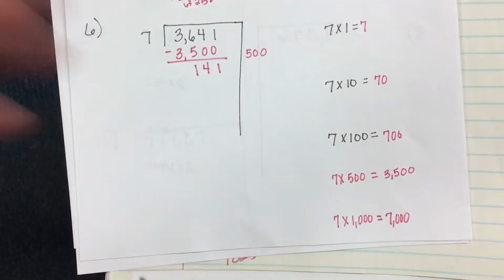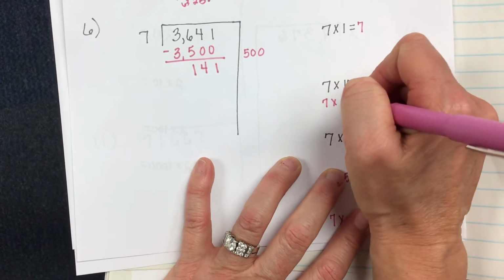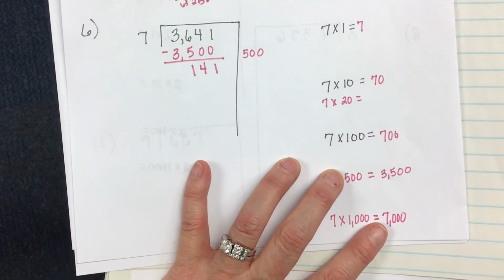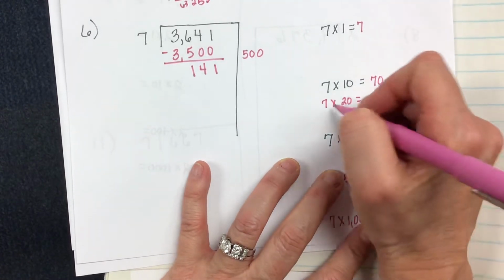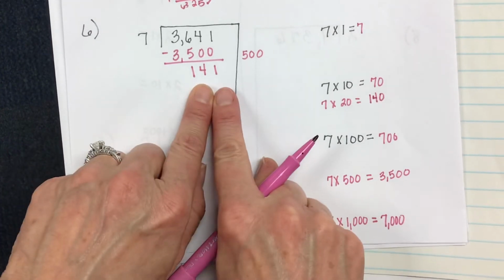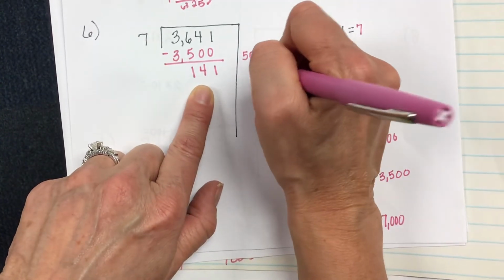Yes. That's not that close, so let's try 7 times 20. What is 7 times 20? MJ? Good. 7 times 2 is 14. Add a 0. That's pretty close, isn't it? Yes. So don't forget that partial quotient, which is 20.